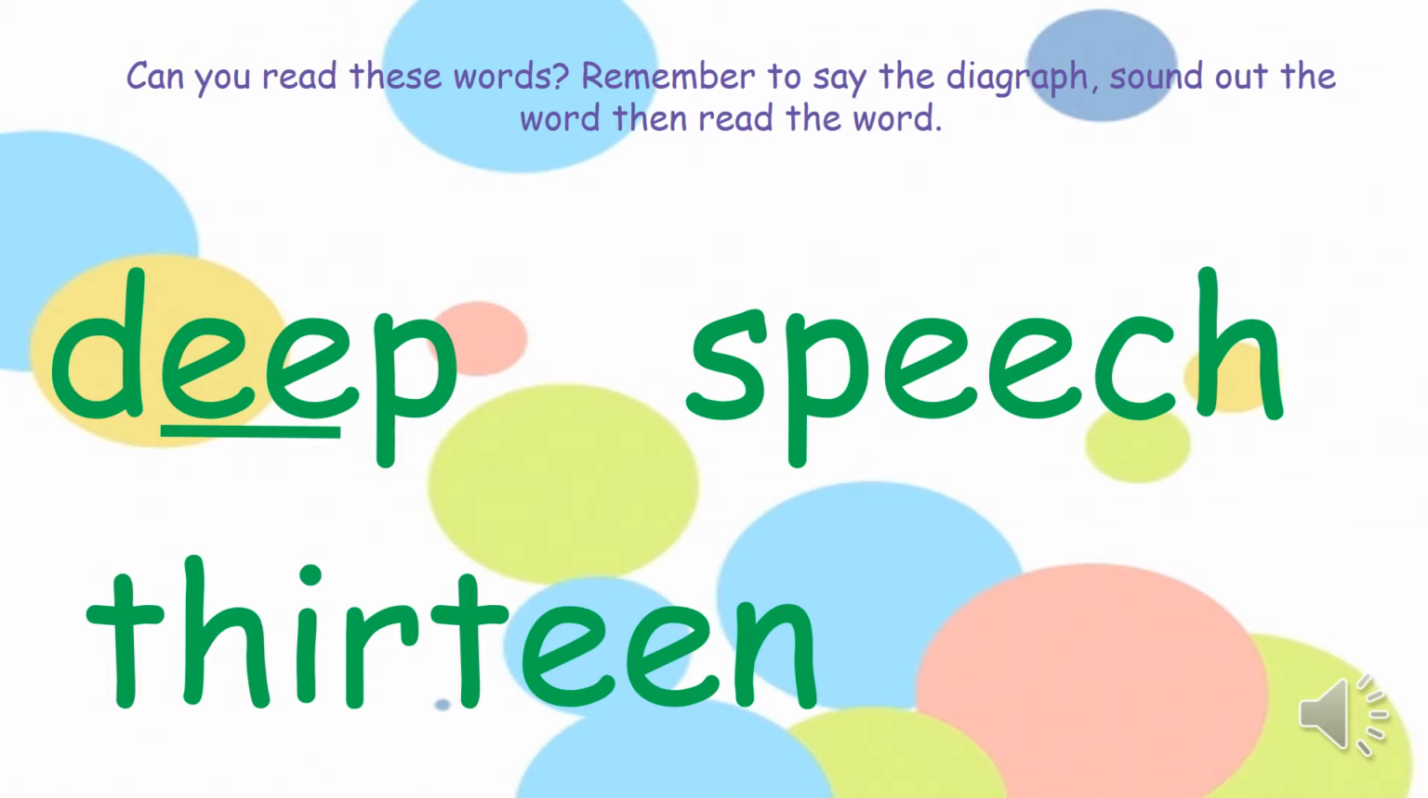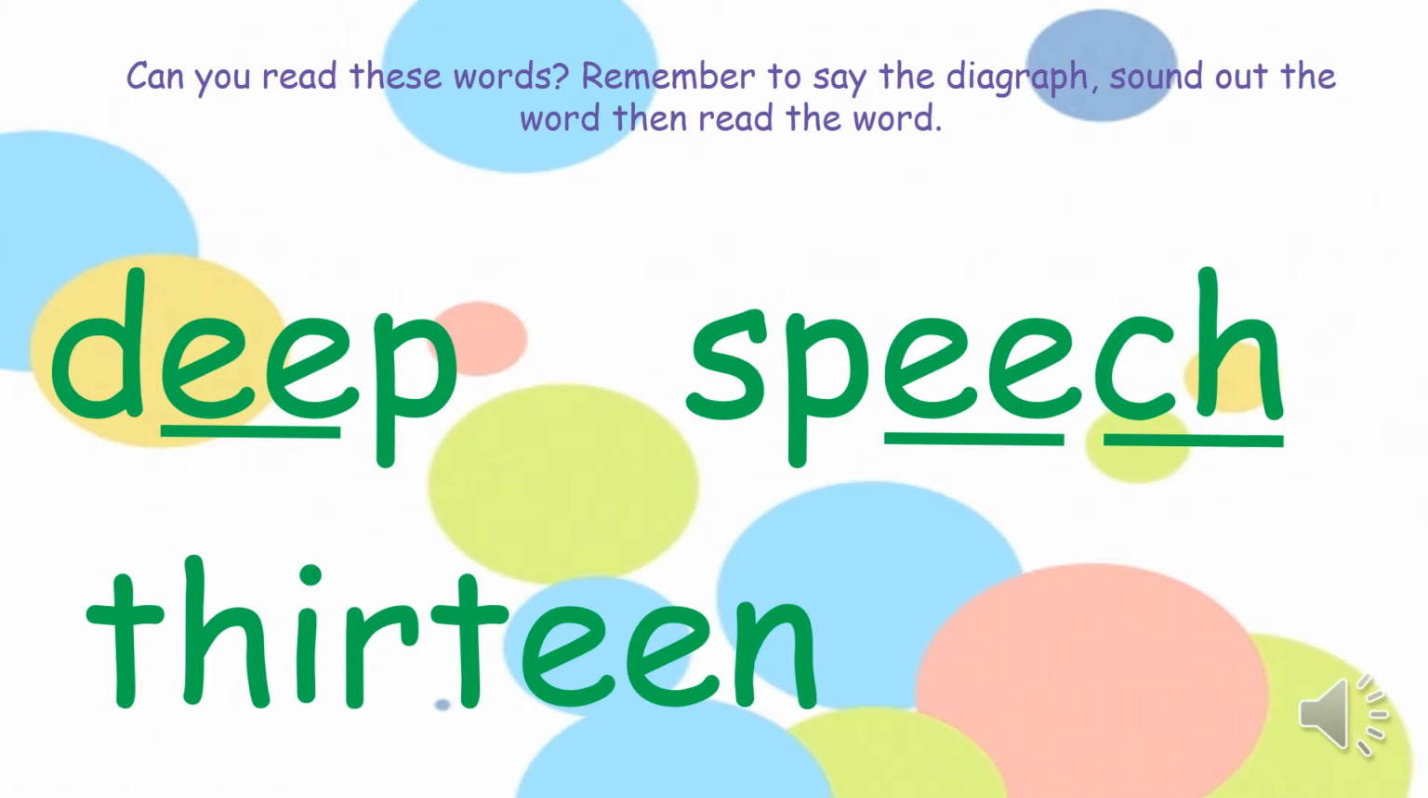Let's have a look at the second word. Can you spot the digraph? Well done, there are two. We have two digraphs in this word, and the digraphs are E and Ch. Now let's sound it out. S, P, E, Ch, speech.